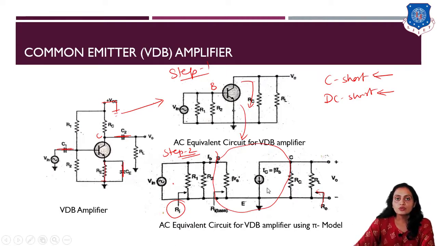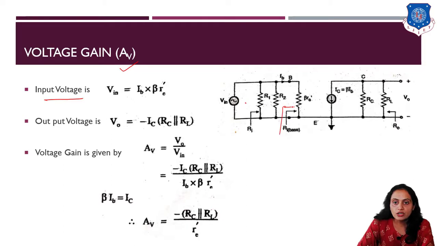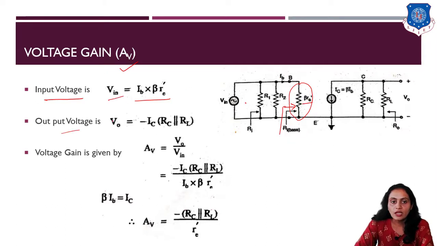Now we are going to do step 3, that is derive the equation for the voltage gain, input resistance and output resistance. So let us begin with the first, that is the voltage gain. Voltage gain is the ratio of output voltage to the input voltage. So for that, first we will see the input voltage. What is the input voltage? That is the voltage across this input of the BJT, that is IB into beta Re dash. So voltage across this resistor, that is current flowing, is IB into beta Re dash. So this is Vin.